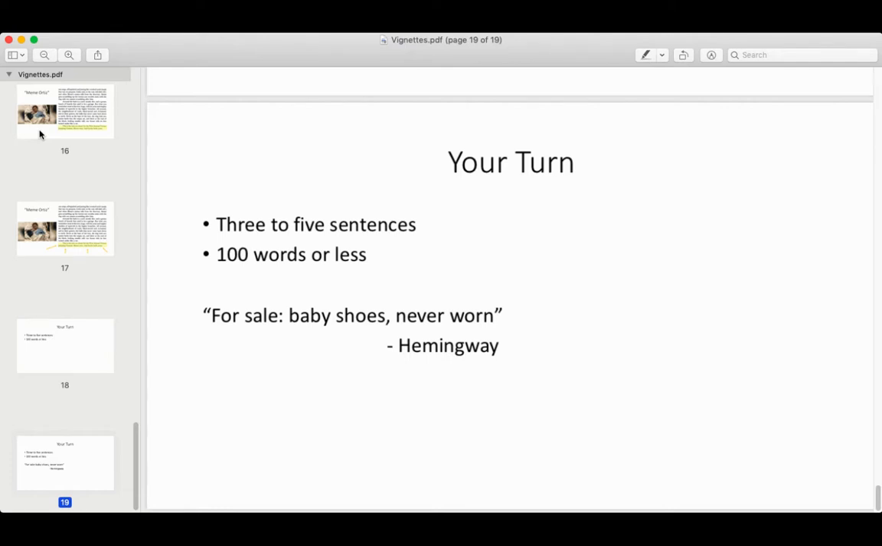6 little words, but huge emotion, big impact. There is an entire story here. So you're going to do the same with your own vignette, as small as you can. See how much you can pack, right? There is no limit to what your narrative can tell.